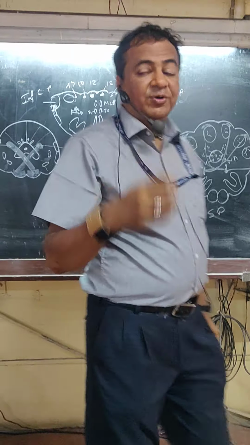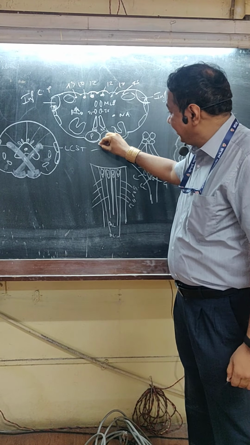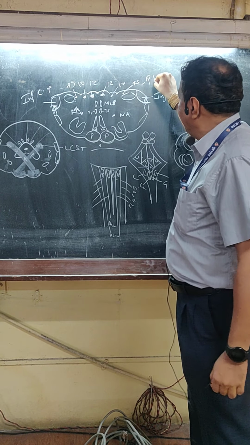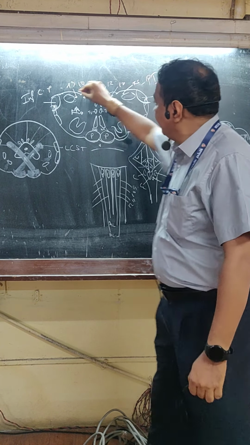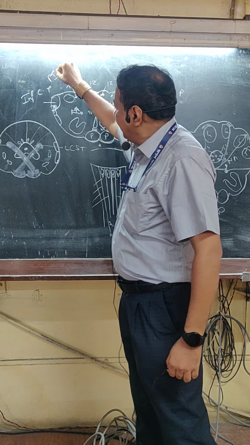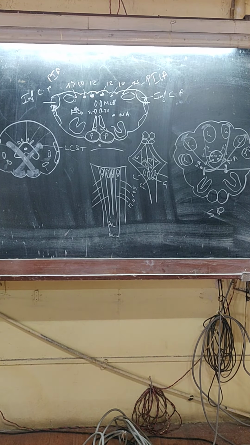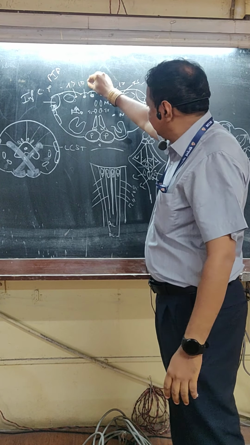Now I am going to talk about the blood supply of the medulla. Here is the anterior spinal artery, and the lateral portion is supplied by PICA. What is PICA? If the anterior spinal artery gets damaged, it leads to medial medullary syndrome, in which three structures are affected.